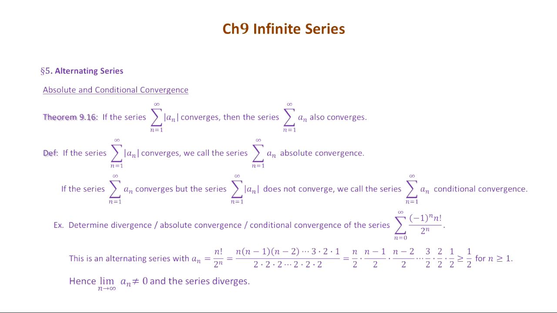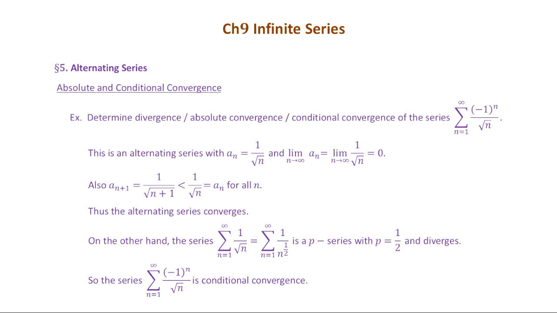Well, obviously, this will be greater than or equal to 1/2 because all the numbers you multiply will be greater than or equal to 1 for n greater than or equal to 2. So that means this AN will be greater than or equal to half. So the limit of AN will never be 0. So then the series diverges. It's an alternate series, and the first condition is not met. So the series diverges.